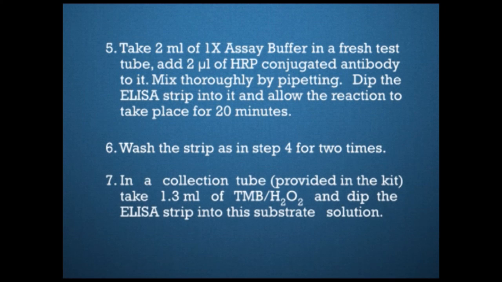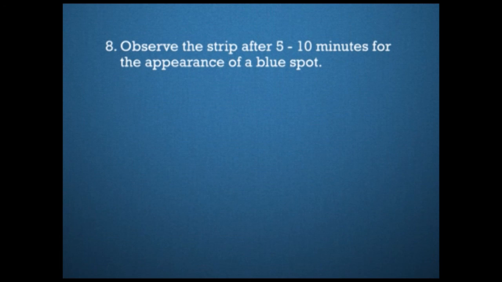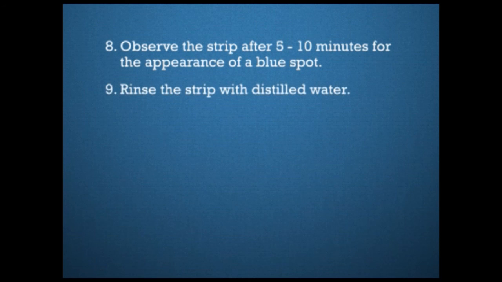In the next step, in a collection tube, take 1.3 ml of TMB or H2O2 and dip the ELISA strip into this substrate solution. Next, observe the strip after 5 to 10 minutes for the appearance of blue spot. Next, rinse the strip with distilled water. In the result, a blue colored dot appears at the test zone of the ELISA strip.